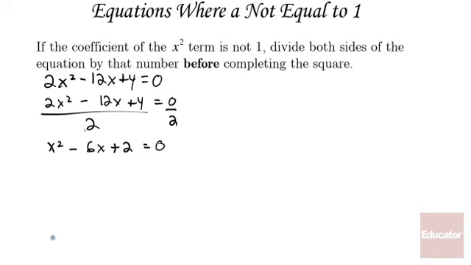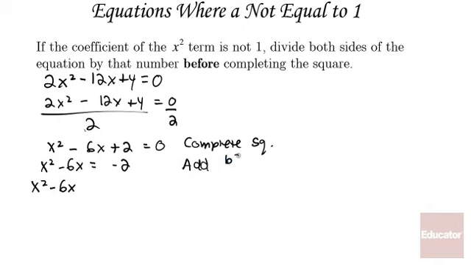Okay, now I'm going to go ahead and complete the square. Remember that my first step is to get the x variables on the left, and I'm going to subtract 2 from both sides to get the constants on the right. Then I need to complete the square. x squared minus 6x, so I need to now add b squared over 4 to both sides to complete the square.